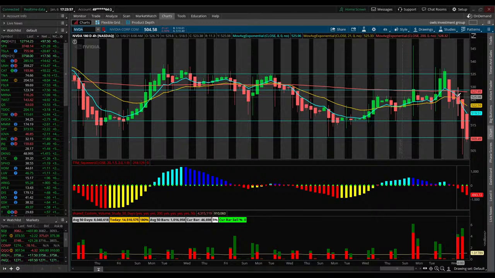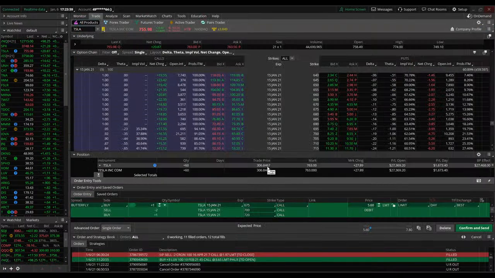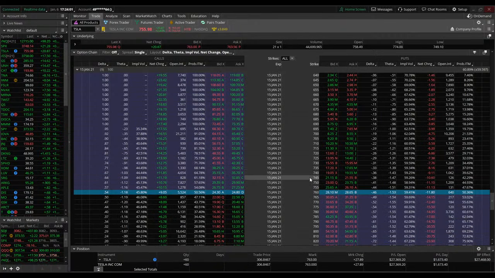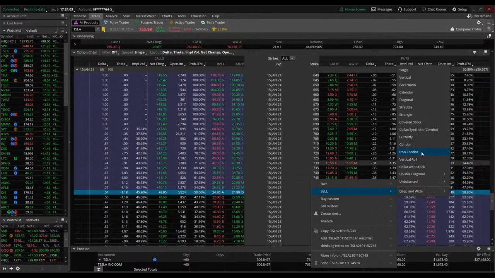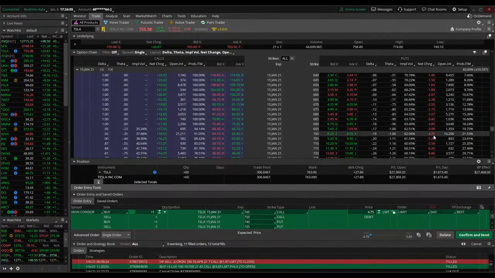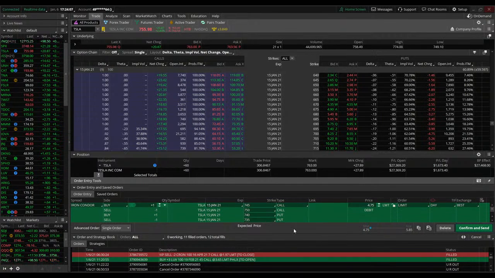And as you're constructing it, it's very easy. Obviously, with TOS, you can just right click, Iron Condor, and it will give you options. And you can always adjust it yourself. That's what I love about TOS. It's very simple. You can find the strikes that you want.